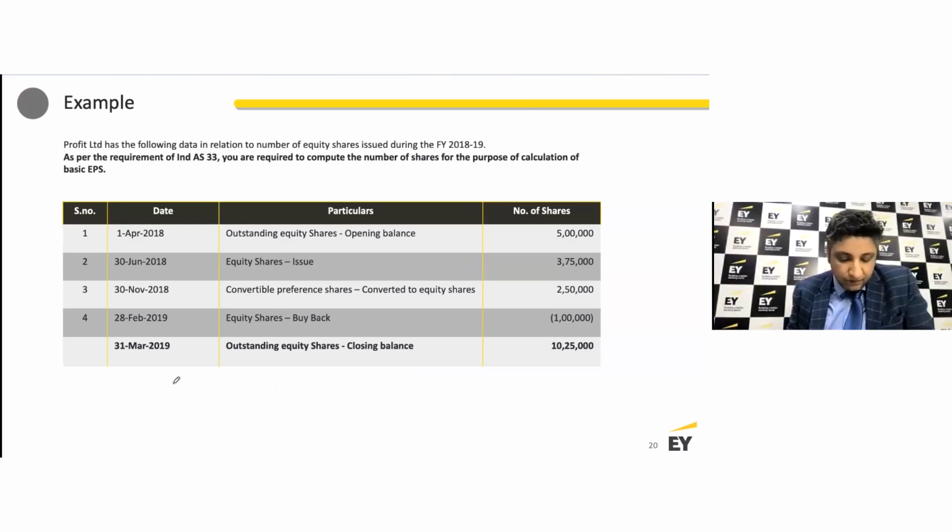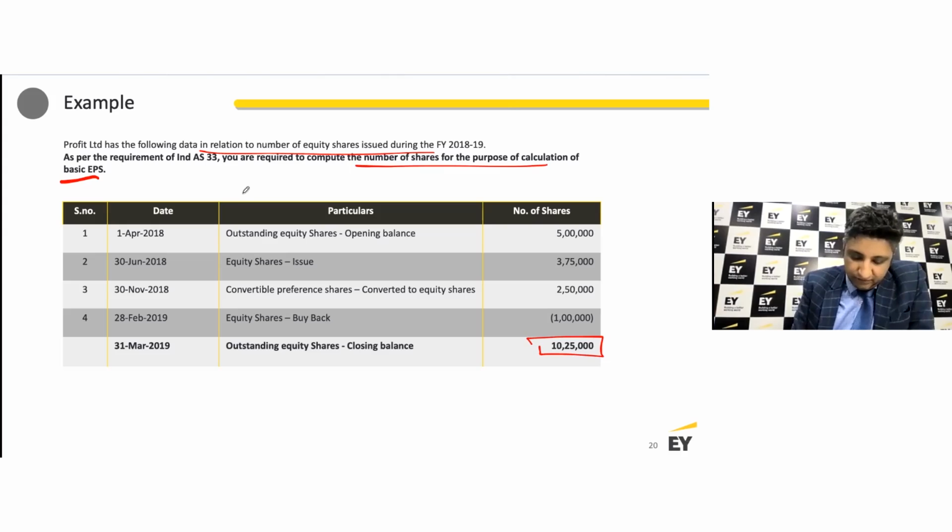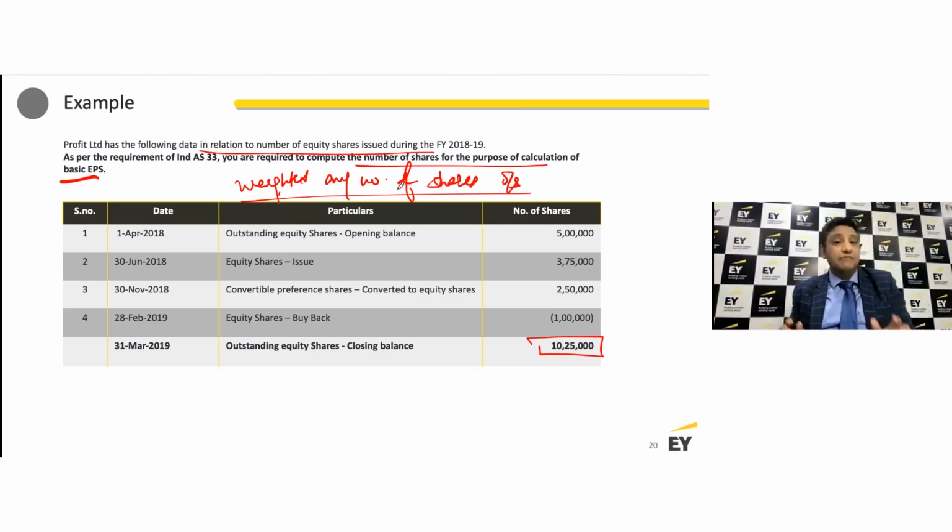It says that Profit Limited has the following data in relation to the number of equity shares issued during 2018-19. The question's requirement is, as per Ind AS 33, you are required to compute the number of shares for the purpose of calculation of basic EPS. Now, what is the number of shares? The closing number is 10,25,000, but what we need to calculate is the weighted average number of shares outstanding.